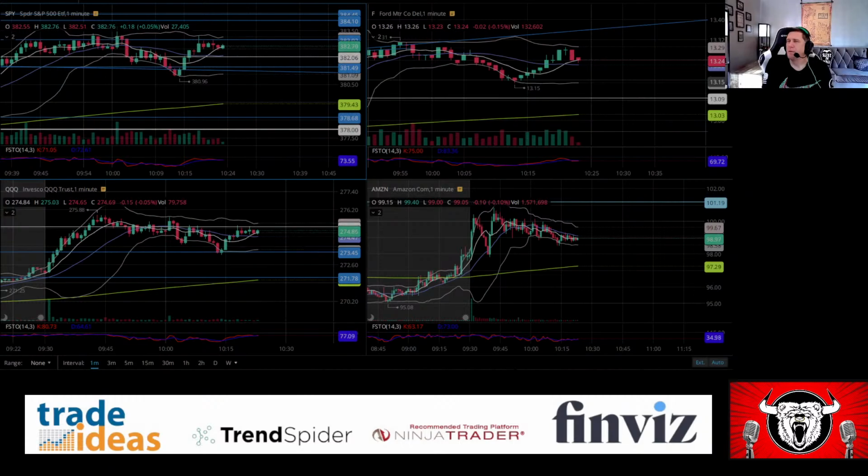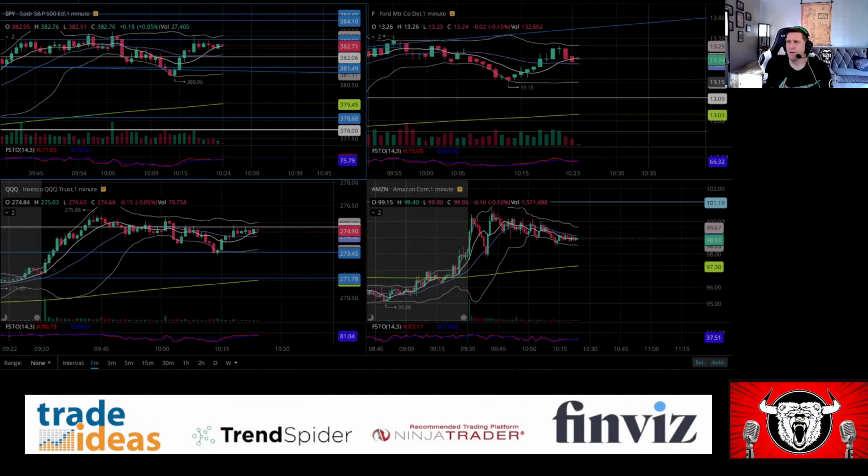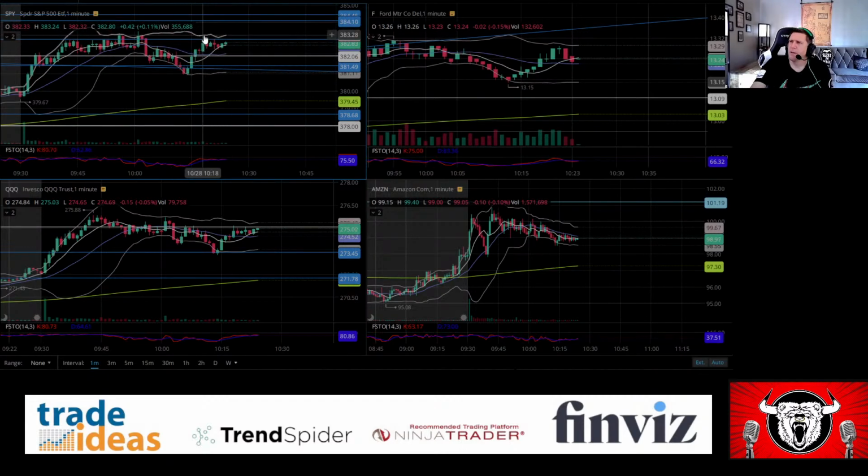Man, I love having a price line to watch. Would that look like an ascending triangle as well? On the ES? On the SPY? No, because that wick has gone too far up, right? Yeah, that's too far up.